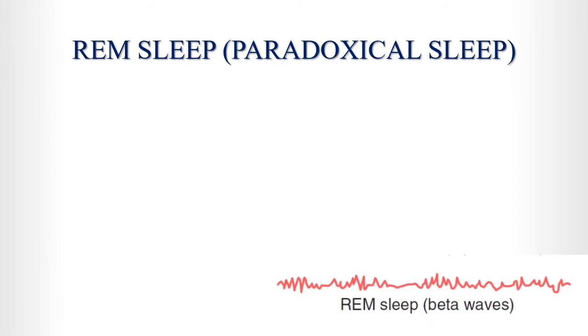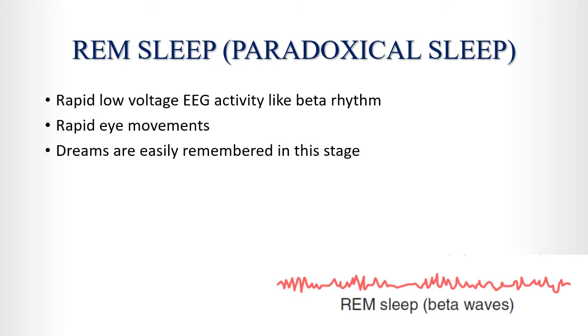REM sleep, that is rapid eye movement sleep. After completion of slow wave sleep, a new pattern of EEG starts suddenly. During this stage, slow waves are replaced by rapid low voltage EEG activity. This is called paradoxical sleep because the EEG activity is very rapid like the beta rhythm seen in the awakened state. So by looking at the EEG, as you can see in the figure, one couldn't identify whether the person is sleeping or awake. That's why it is known as paradoxical sleep.